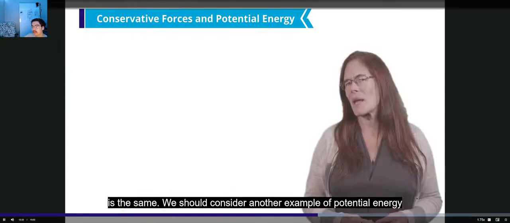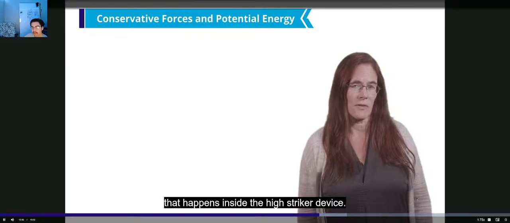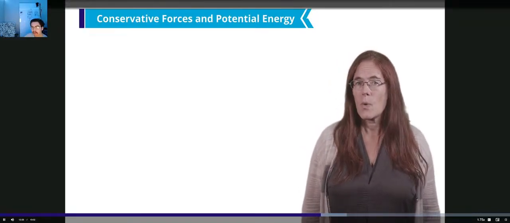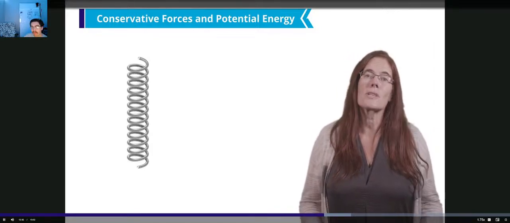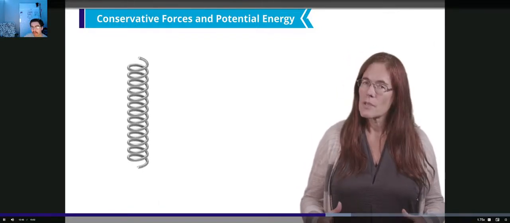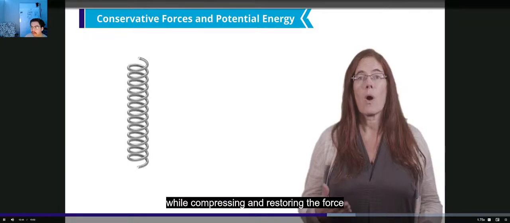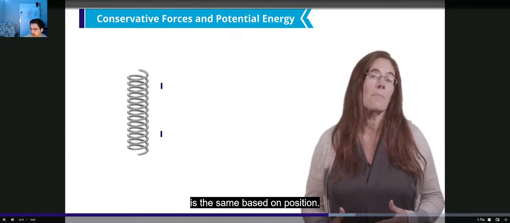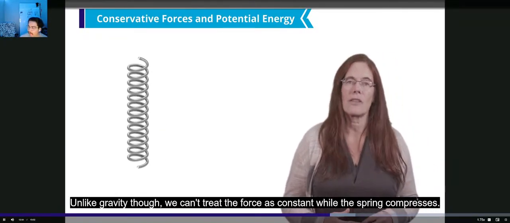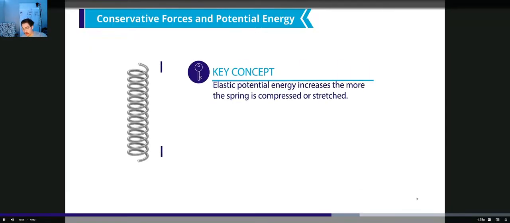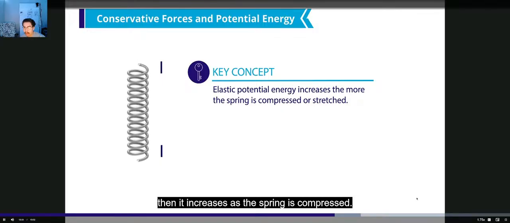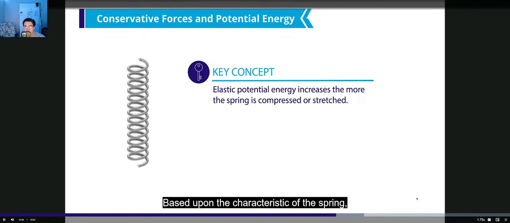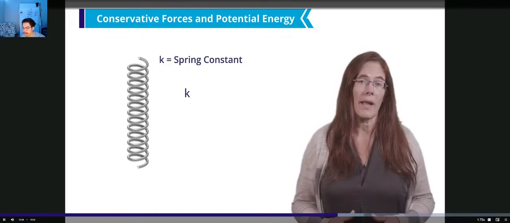We should consider another example of potential energy that happens inside the high striker device, elastic potential energy, which gets temporarily stored within a spring. When the spring is being compressed, it pushes back to return to its original shape. Just like gravity, at each point along the path while compressing and restoring, the force is the same based on position. Unlike gravity, though, we can't treat the force as constant while the spring compresses. The force starts at 0, then it increases as the spring is compressed, based upon the characteristic of the spring called the spring constant, which we will call K.